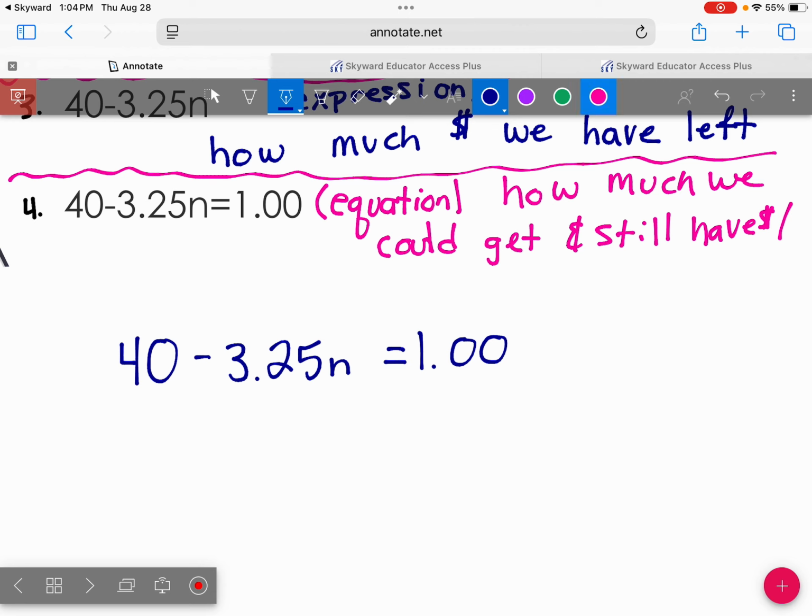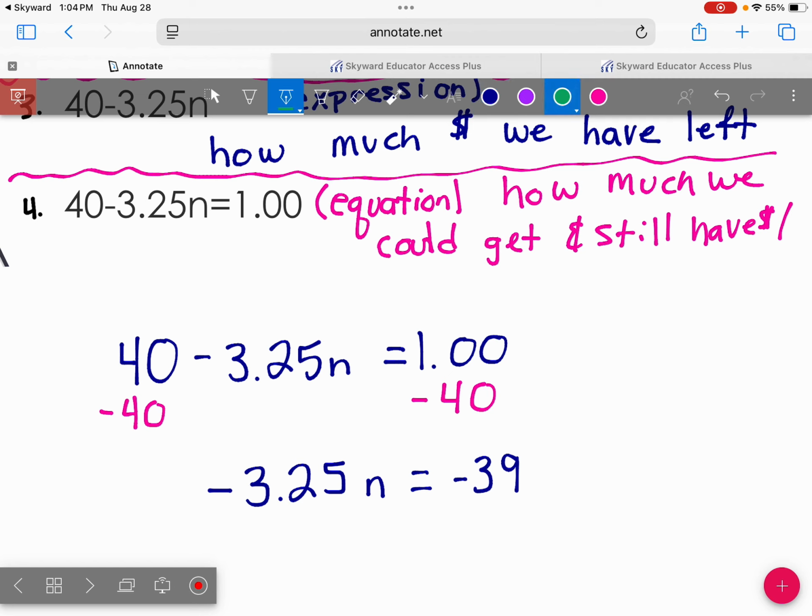Subtract 40. We can subtract 40. Absolutely valid. I can minus 40 from both sides of my equation. Totally fine. That's going to leave us with negative 3.25 n equals, what is $1 minus 40? Negative 39. I owe somebody money. But we don't want to just know what this is. I want to know what n is. What can we do now?